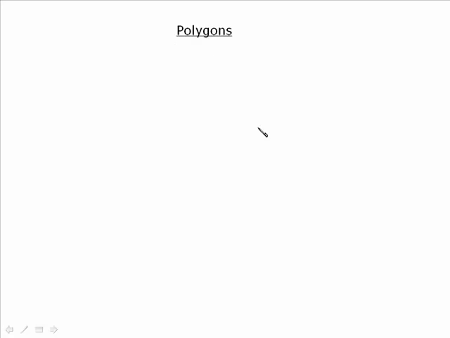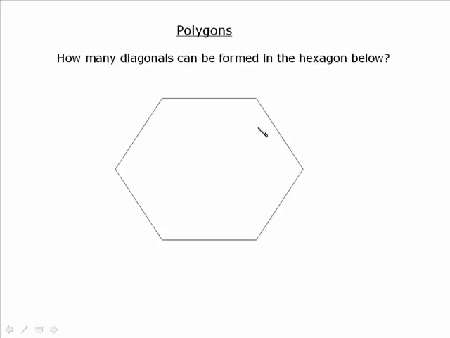Now, polygons are a special case of their own. Some people cover these, some people do not. You really do need to know the method. I call it polygons, but really it's about diagonals of polygons. So for this question, we have a hexagon, so 6 sides, and we want to work out the number of diagonals that can be formed.